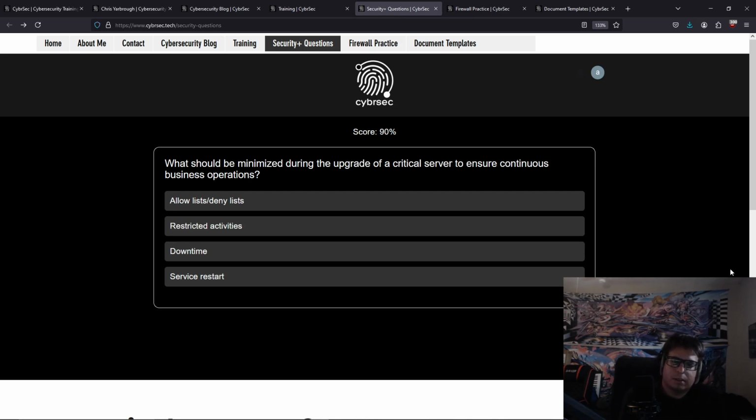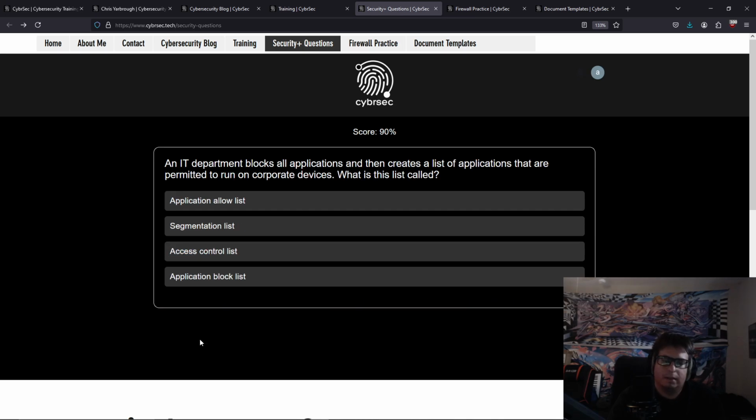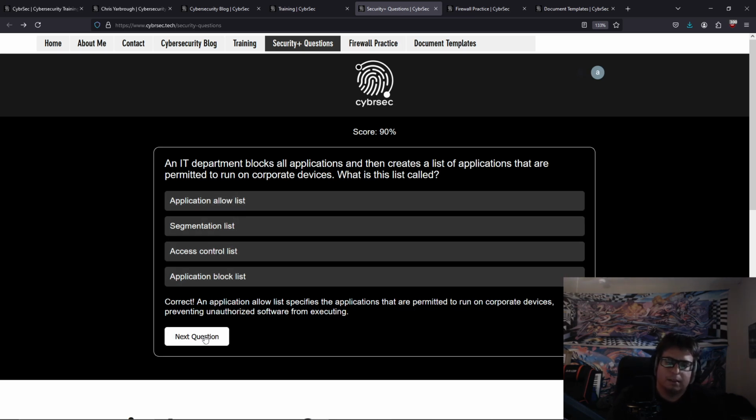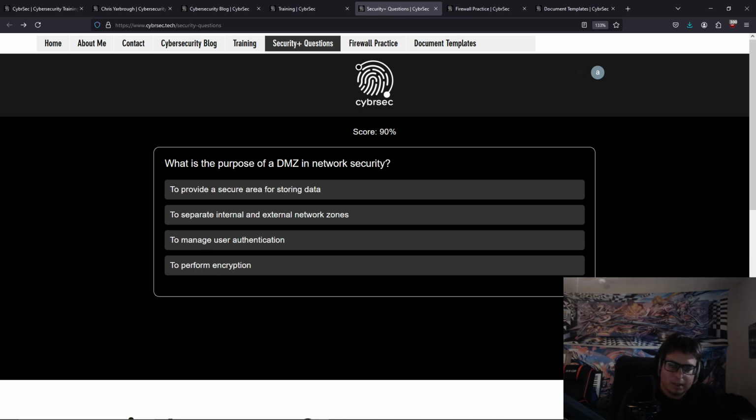What should be minimized during the upgrade of a critical server to ensure continuous business operations? Downtime? Yeah, minimize the downtime. Correct. An IT department blocks all apps and then creates a list of apps that are permitted to run. What is this list called? Application allow list. Correct. What is the purpose of a DMZ in network security? To separate internal and external network zones.